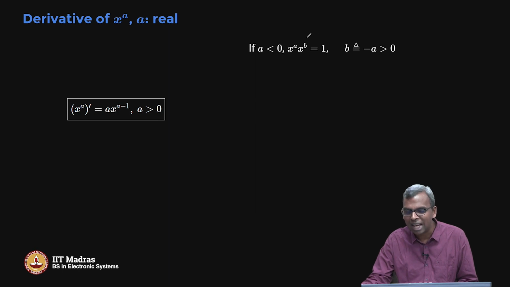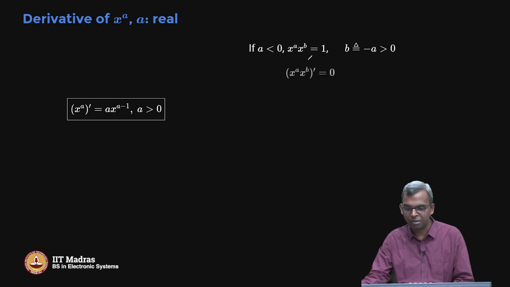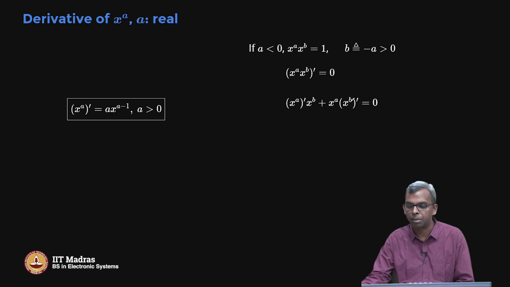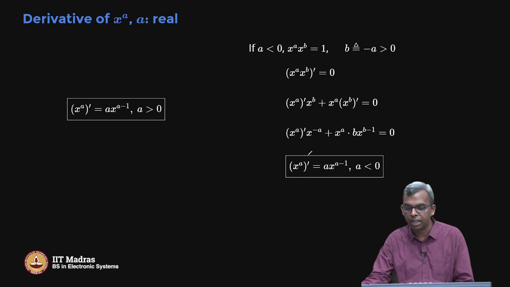So, once again, once I have this, I am going to take derivatives on both sides. If I take the derivative on both sides, I will get 0 here, right? The derivative of 1 is 0, and then I use the product rule: x power a prime times x power b plus x power a times x power b prime is 0. Now, I know the derivative of x power b. Why? Because b is a positive real. a is a negative real, I don't know it, but b is a positive real, I know it. So, you see here, b is minus a, right. So, x power a prime times x power minus a plus x power a times b x power b minus 1 is 0. Now, we do the algebra, put b equals minus a here, do the algebra, you will get x power a prime is again a x power a minus 1 if a is less than 0.